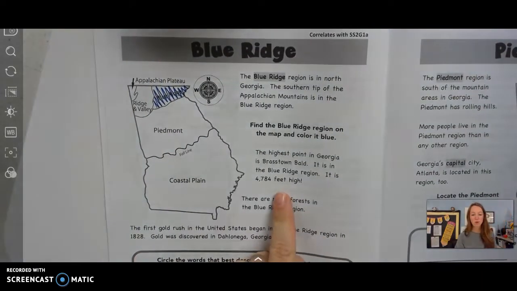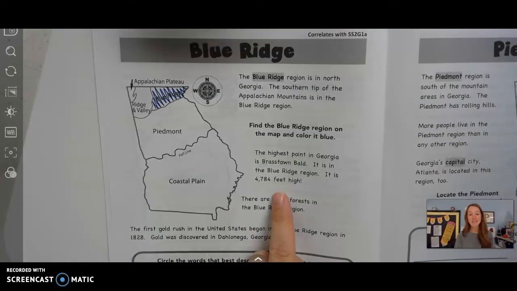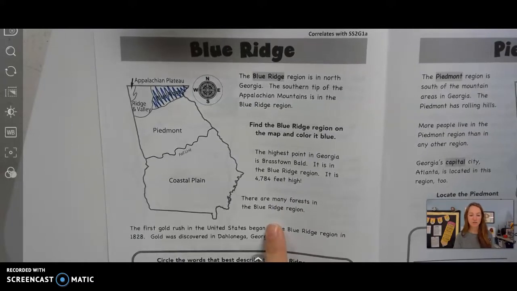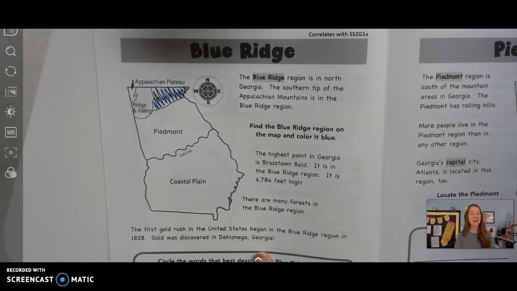The highest point in Georgia is Brasstown Bald, and it is located in the Blue Ridge region. It is 4,784 feet high. That's the highest point anywhere in Georgia. There are many forests in the Blue Ridge region.